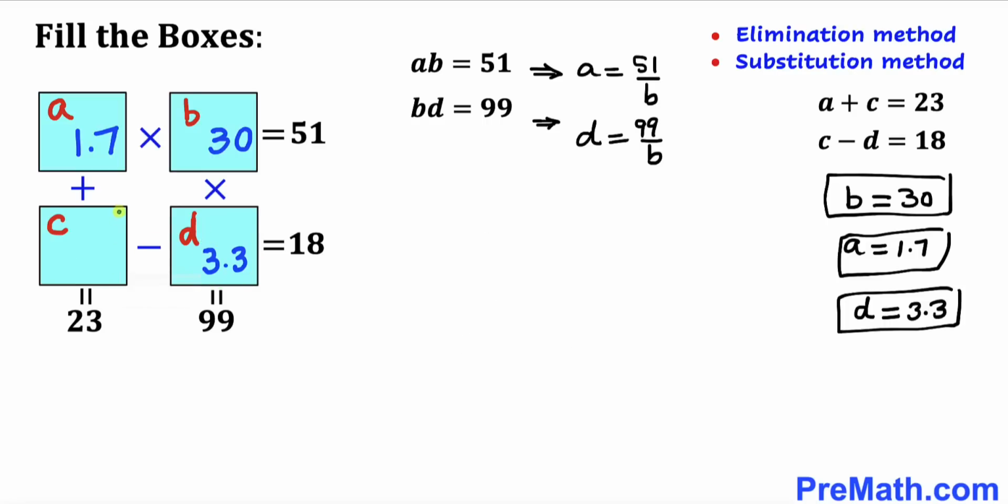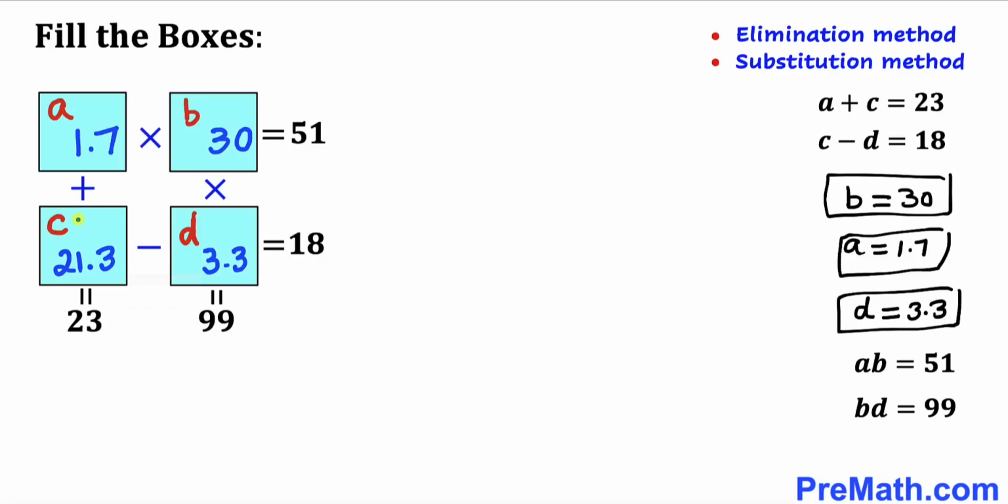And here's our final step. Let's focus on box c. We are supposed to be adding these numbers. a is 1.7 and this box c, and we're supposed to get 23. So therefore this box has got to be 21.3. Therefore the value for box c turns out to be 21.3.